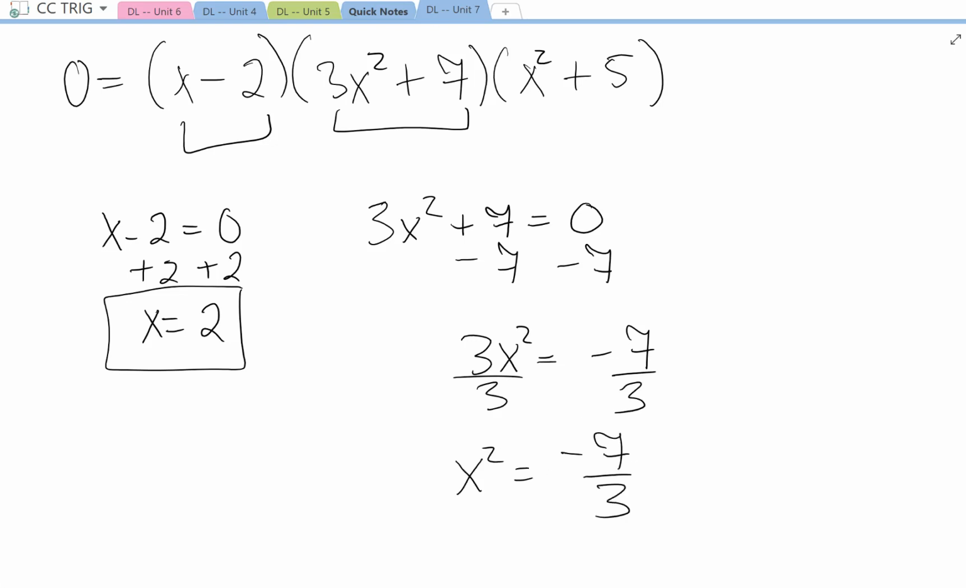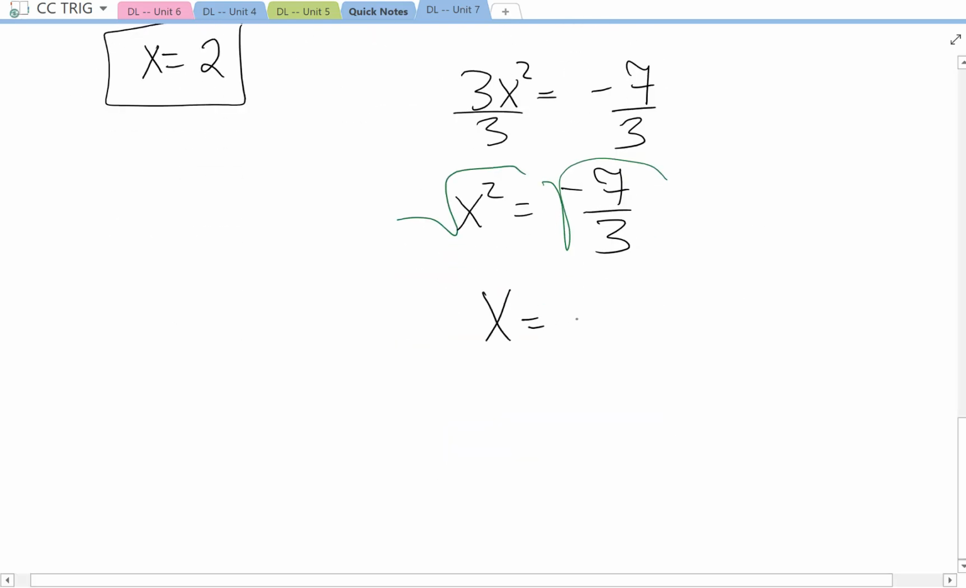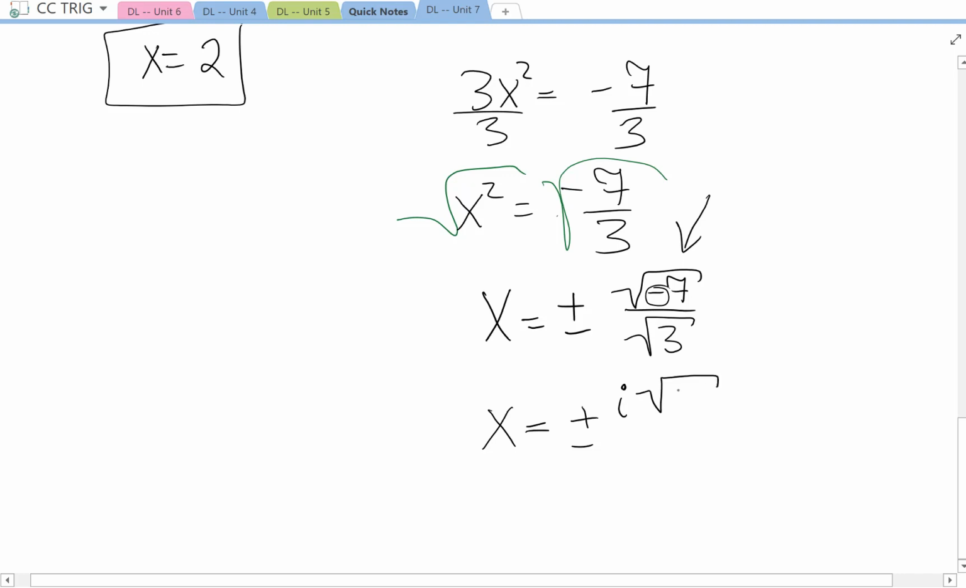Now we're going to square root both sides. X is equal to plus or minus the square root of negative 7 over 3. I'm going to separate the root to be square root of the numerator over square root of the denominator. I have to do this in order to rationalize, but before rationalizing, take out the i. This negative under the square root means that there should be an imaginary number. So put an i in front of square root 7. That's over square root 3, and rationalize by multiplying by square root 3 over square root 3.